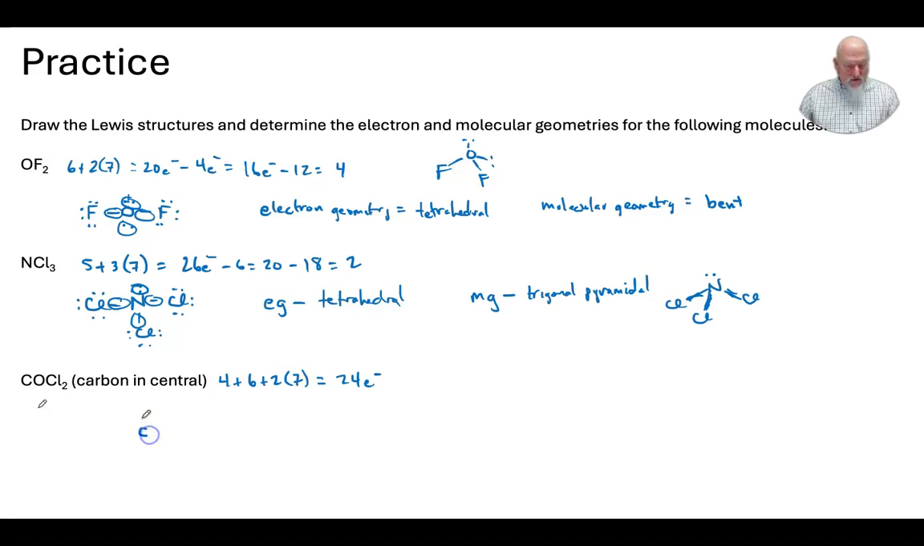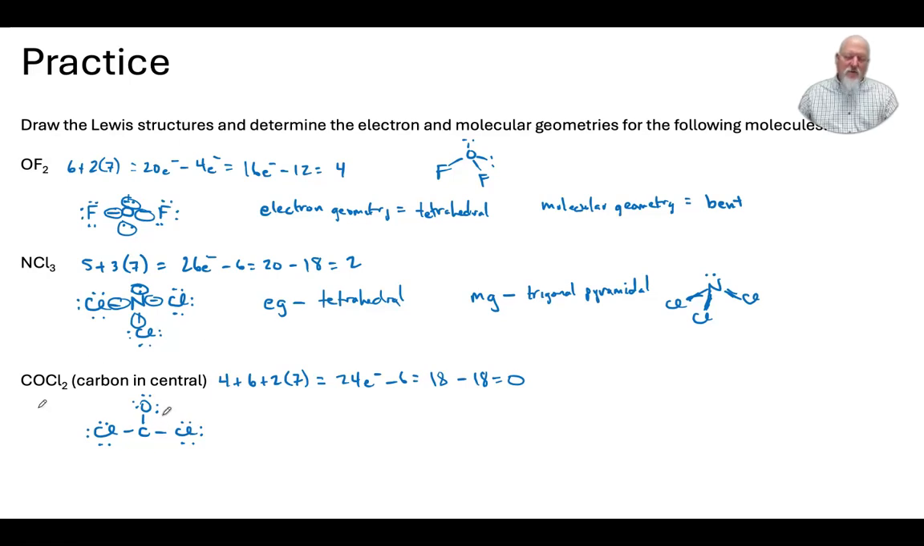Put the carbon in the middle. Put the oxygen on top. Put each of the chlorines out to one side. It doesn't matter where you put them. That's just kind of where I'm putting them. We use 6 electrons. We have 18 left. So now I'm going to put 6 more on each of the chlorines and the oxygen. And when I do that, I used 18 electrons. So all my electrons are in there. There's none left over. So I know the chlorines and oxygen have 8 electrons, which is good.